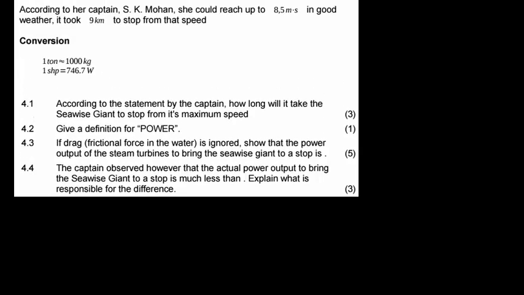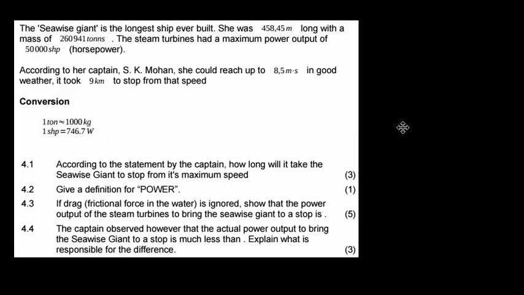Okay, it was a very interesting question though. The Seawise Giant is the longest ship ever built. She was 458.45 meters long, and there's a physics thing that never had any information that wasn't used. With a mass of 260,941 tons. The steam turbines had a maximum power output of 50,000 horsepower, another thing that wasn't necessary for the question. According to her captain, S.K. Mohan, she could reach up to 8.5 meters per second in good weather, and it took 9 kilometers to stop from that speed. So here they say, according to the statement by the captain, how long will it take the Seawise Giant to stop from its maximum speed?